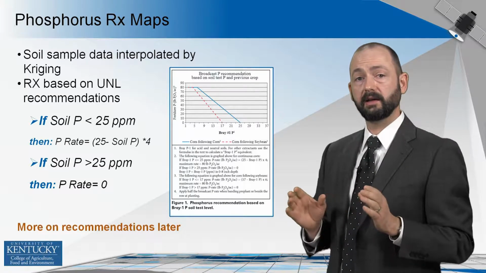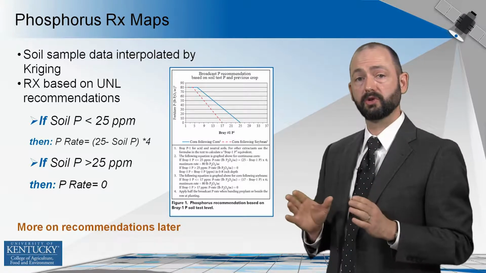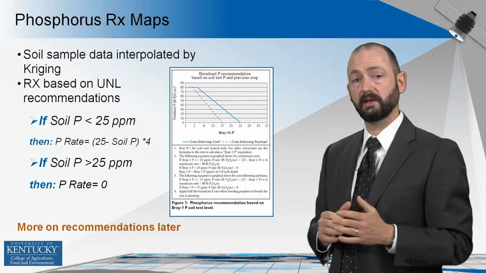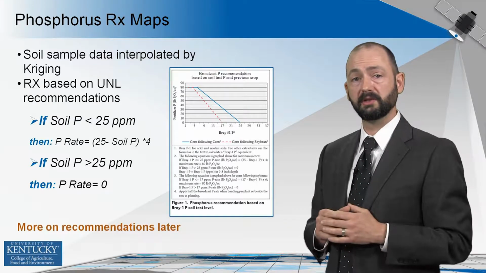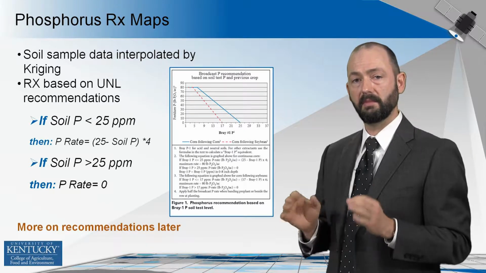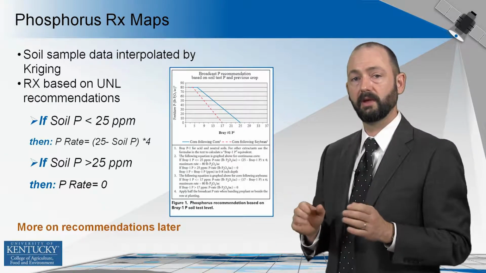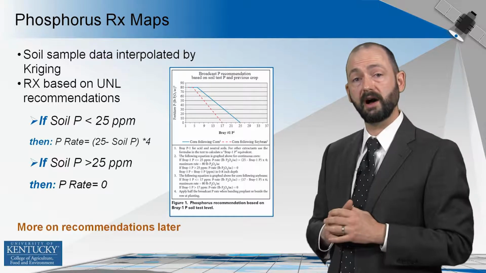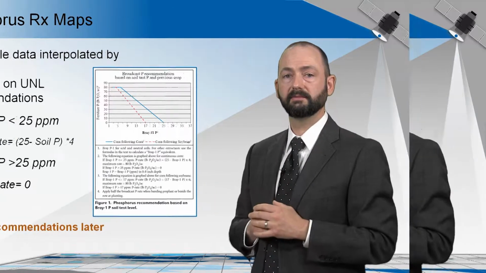The soil data is interpolated by Kriging, and the prescription is based on the University of Nebraska-Lincoln recommendations, where if soil P is less than 25 ppm, then the phosphorus rate is 25 minus the soil test times 4. If the soil phosphorus is over 25, then the P rate is 0.